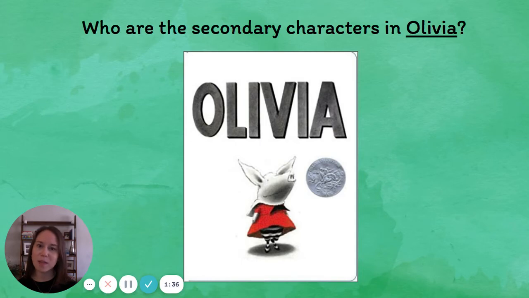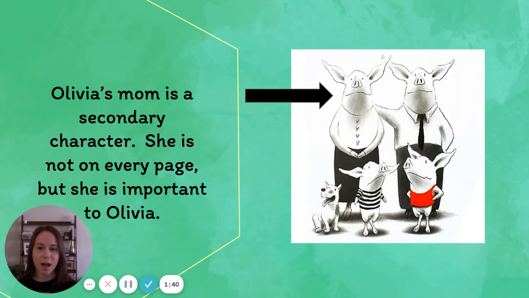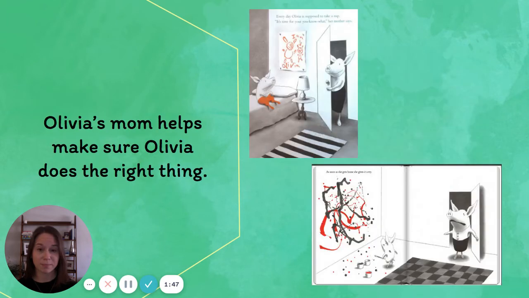Let's think about who are the secondary characters in Olivia. Olivia's mom is a secondary character. She is not on every page, but she is important to Olivia. Olivia's mom helps make sure Olivia does the right thing.